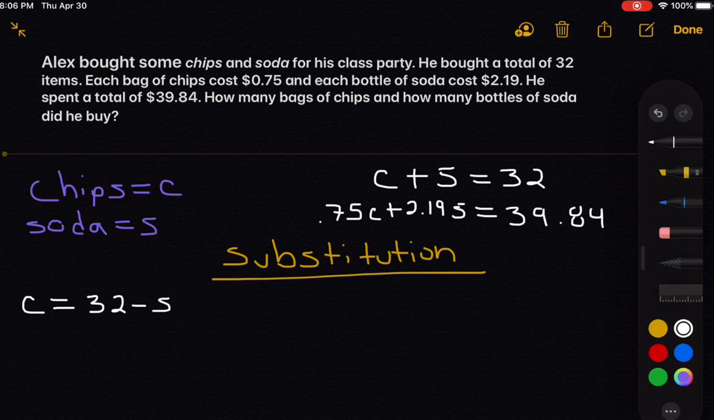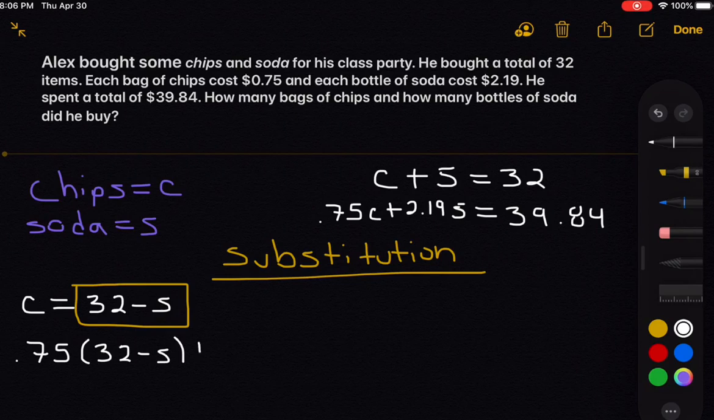Okay, so now what we're going to do with this part of the equation, the one that I'm putting inside the rectangle, is plug it into our second equation wherever we see a letter C, because we now know that C is equal to 32 minus S. So it's going to look something like this: 0.75, and instead of writing the letter C, we're going to write 32 minus S, and then write the rest of the equation like how it was written before.